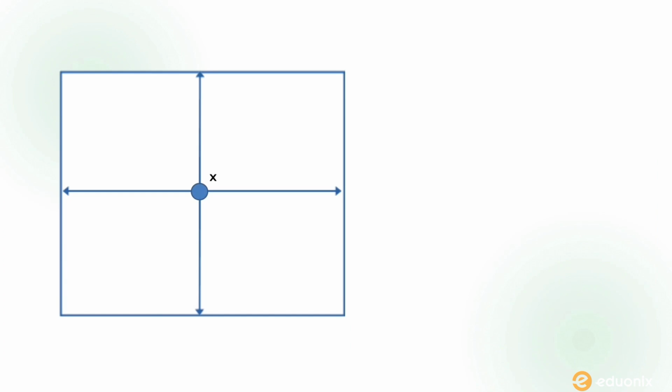The center position of the grid is the origin. Let's denote the horizontal position by X and vertical position by Y. A grid location can be denoted as X, Y. This is known as coordinate. The XY coordinate can denote the address of any location on the grid. So the origin becomes 0, 0.